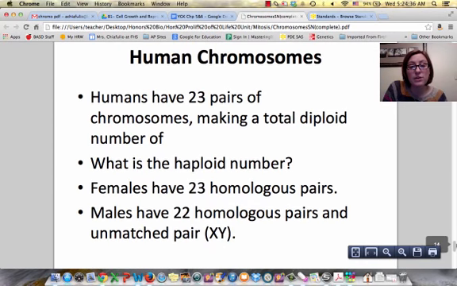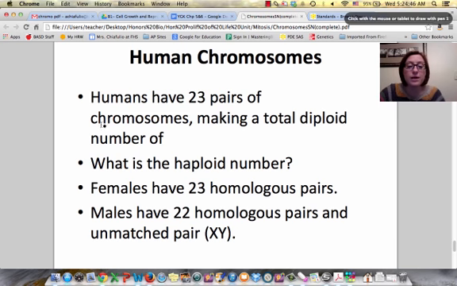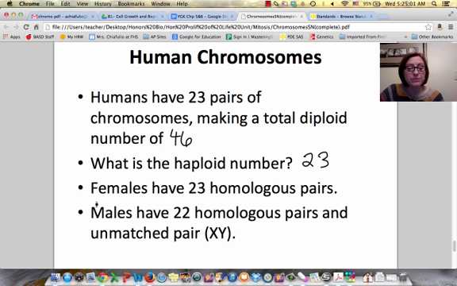Okay? So when we look at the human chromosomes, again, to review some key points here, humans have 23 pairs of chromosomes. That makes us a total diploid number of 46. So our diploid number is 46. What would our haploid number be? It would be half of that amount, right? Haploid, half. So half of that amount would be 23.